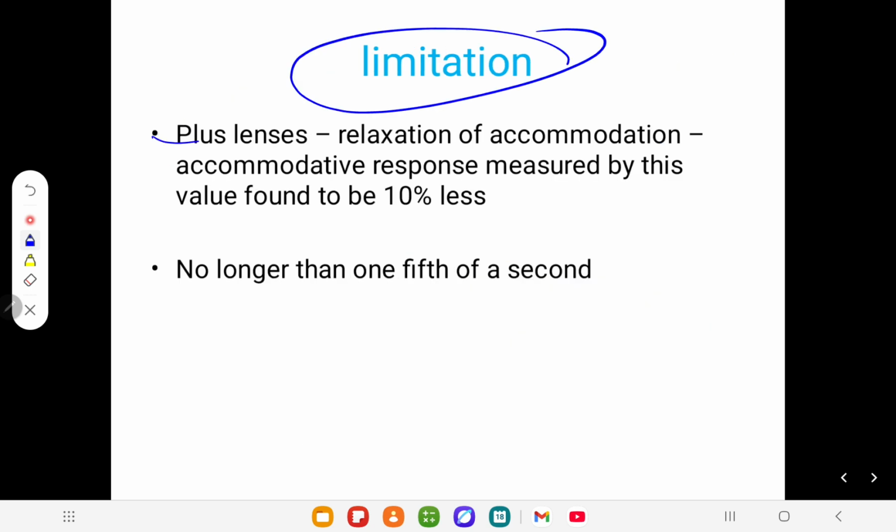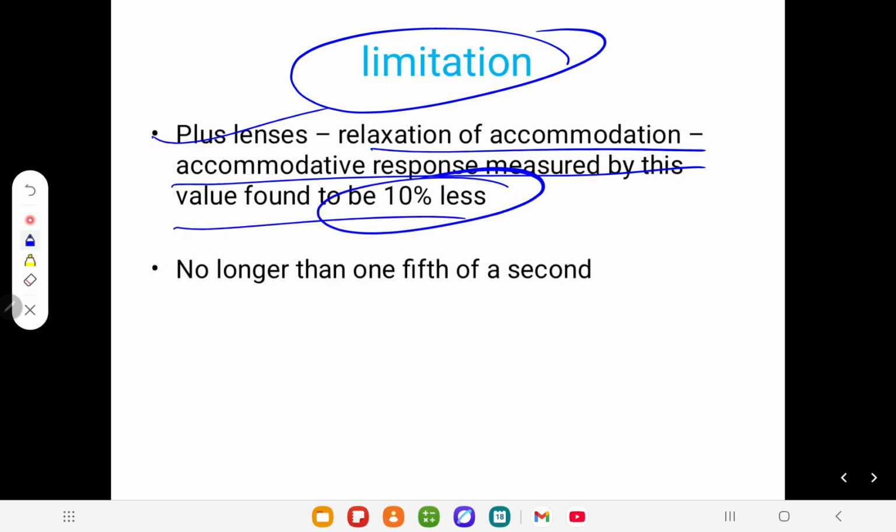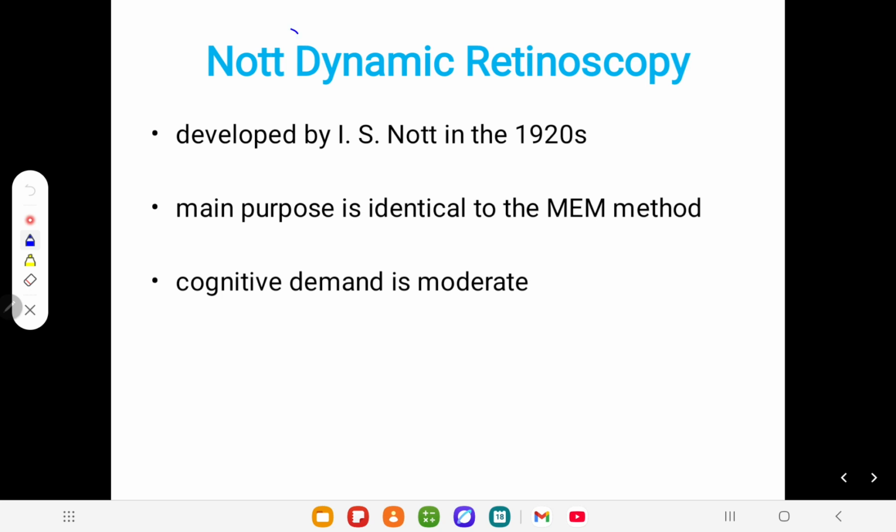What is the limitation? Plus lens relaxes the accommodation. Accommodative response is measured by a value of 10% or less, no longer than 1/5 of a second. That's why I have told you not to keep the plus lens in place for too long. You have to switch very quickly. Okay, what is another method?